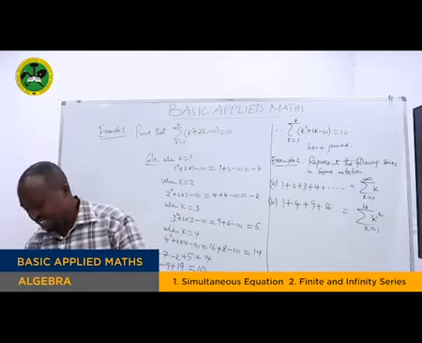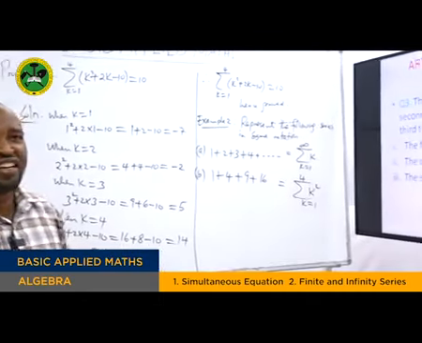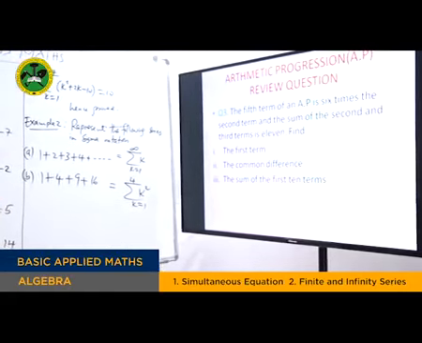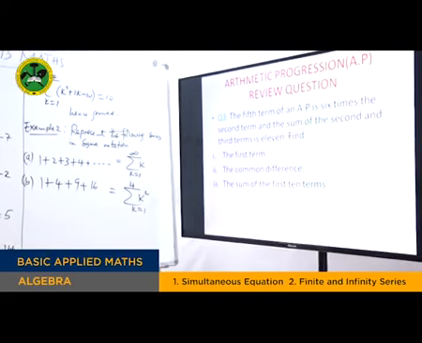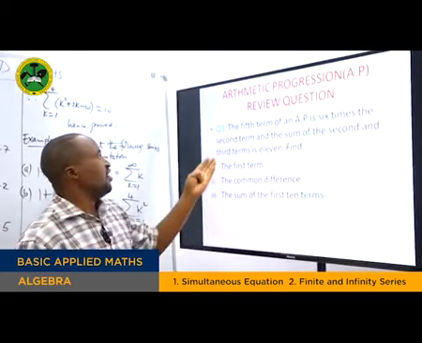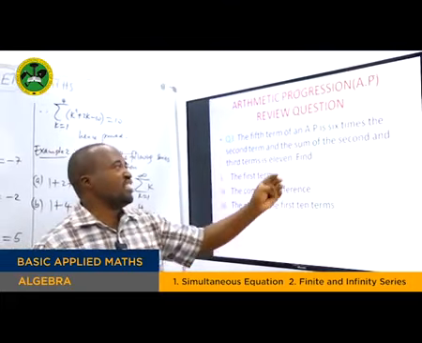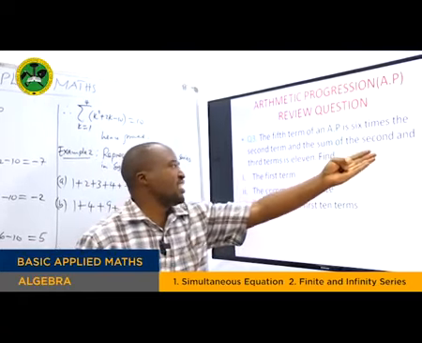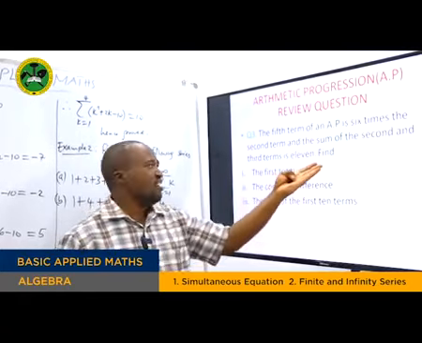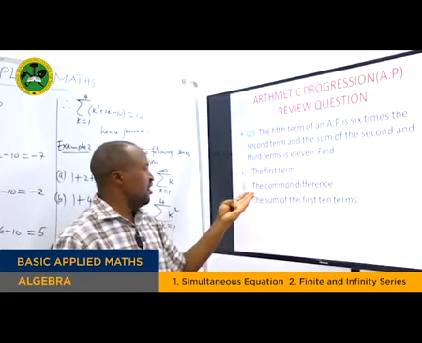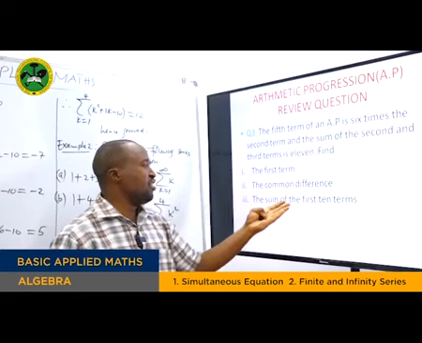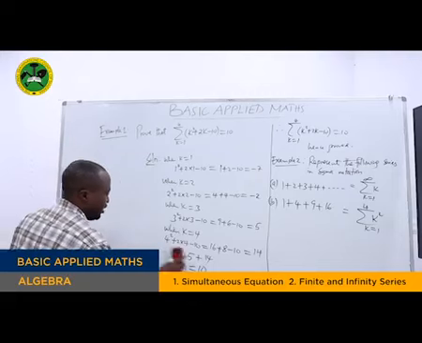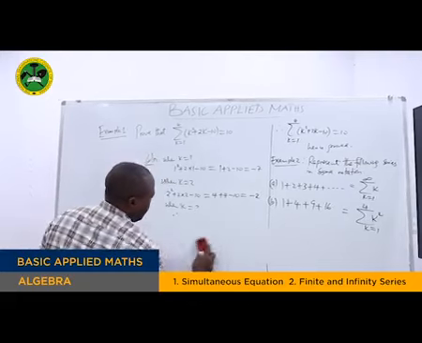Now again, my dear students, let us proceed with arithmetic progression. Here we are going to review a question, and the question says the fifth term of an arithmetic progression is 6 times the second term, and the sum of the second and the third term is 11. Find the first term, the common difference, and the sum of the first 10 terms. Now proceed with me and see how we are going to solve such a problem.